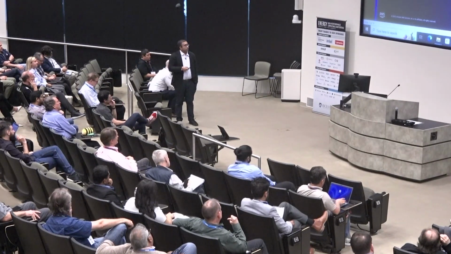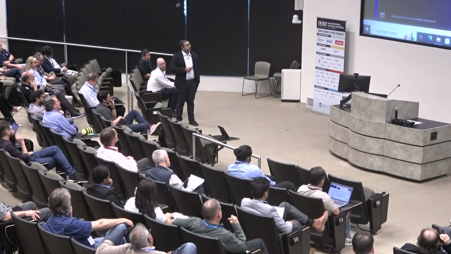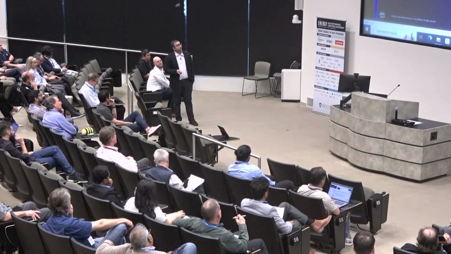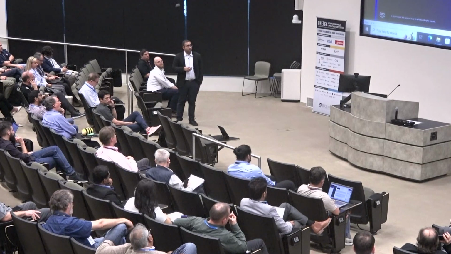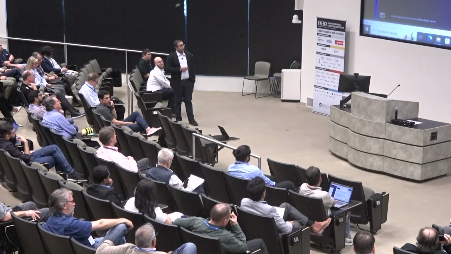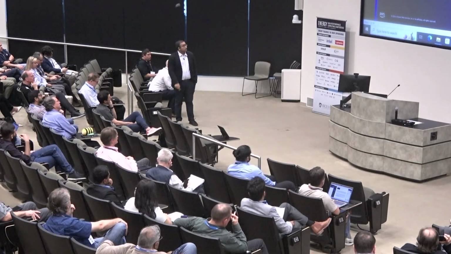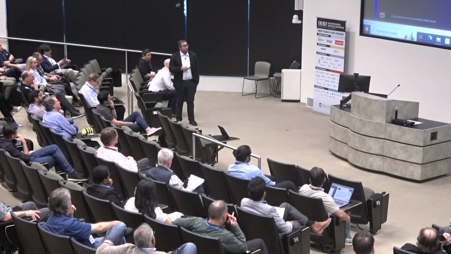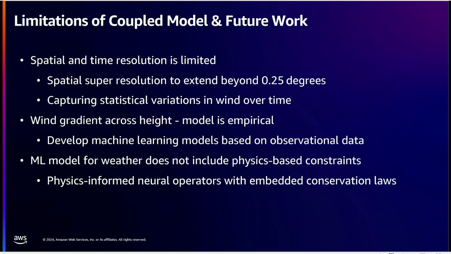Now the wind gradient across height is a big limitation, as I was saying. The model is empirical, and this is something where we're looking at developing some type of machine learning models based on drone observation data, working with our internal teams. And the other thing is having an ML model that's purely data-driven, does not include sufficient physics-based constraints. So perhaps we can look at injecting some of these into the physics-informed methodology.